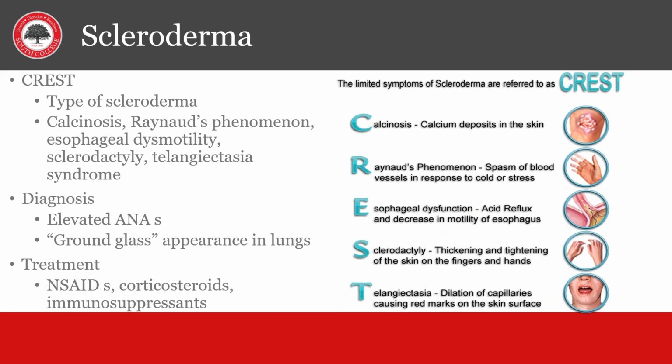Scleroderma can cause CREST syndrome. This stands for calcinosis, Raynaud's phenomenon, esophageal dysmotility, sclerodactyly, and telangiectasias. Calcinosis can cause painful fingers with calcium deposits, along with Raynaud's phenomenon causing vasoconstriction of arterioles. They will also have thickening and tightening of the fingers on the hands, which will contribute to hand pain. Treatment is similar to other diseases we mentioned.